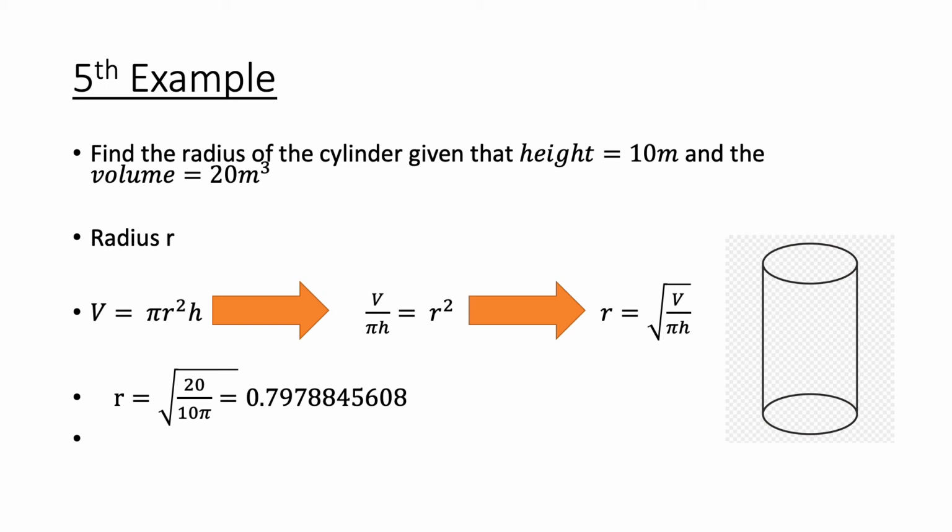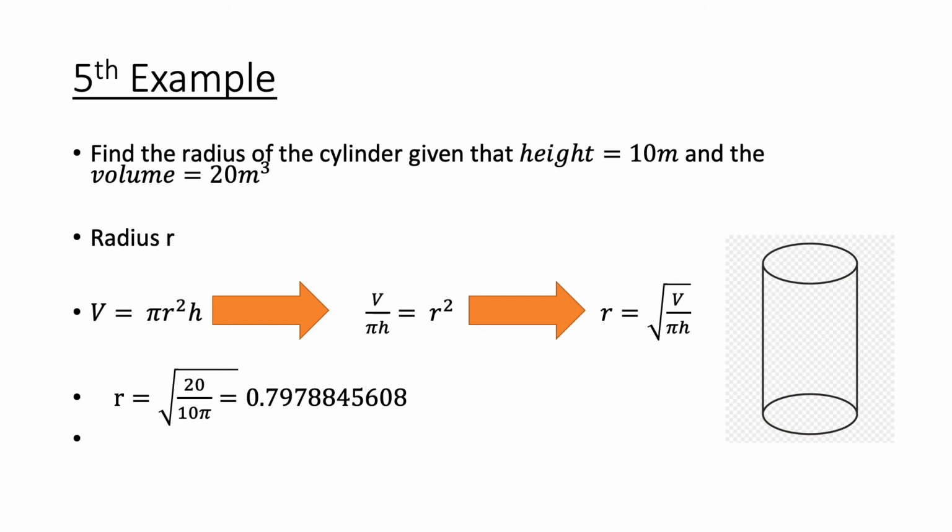Okay, the opposite of squaring is a square root, so r is equal to the square root of V over pi h. V is equal to 20, so I'll put 20 here. And then h is 10. Then I sub it in and I get 0.79788845608 centimeters for my radius. So that requires a bit of rearranging, guys.